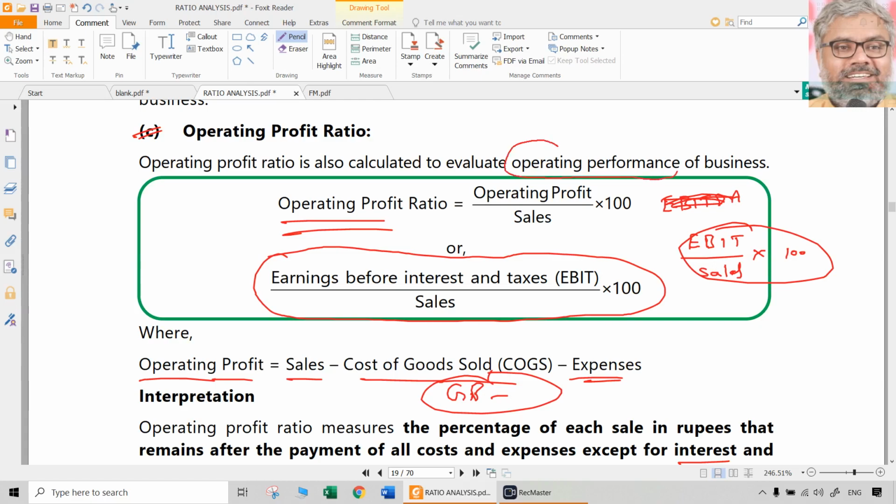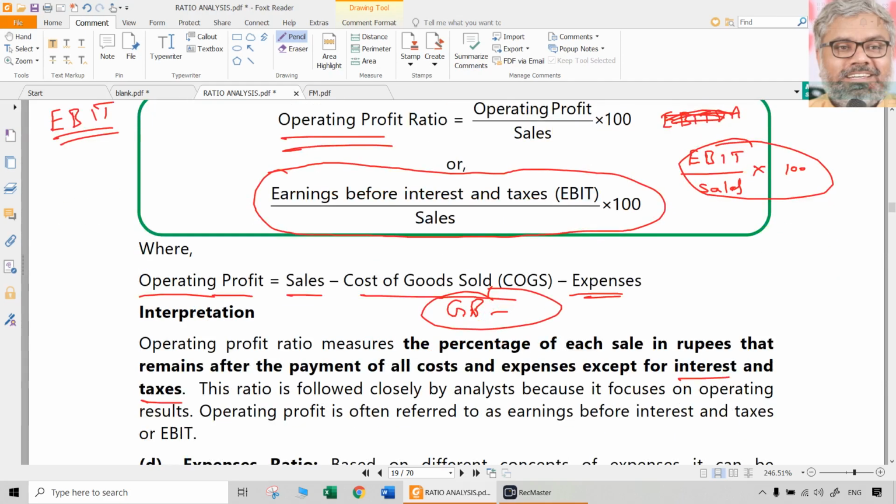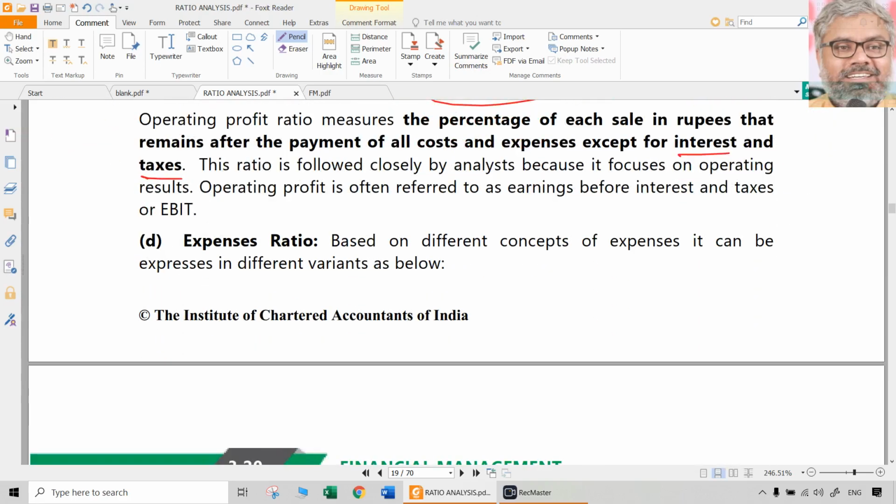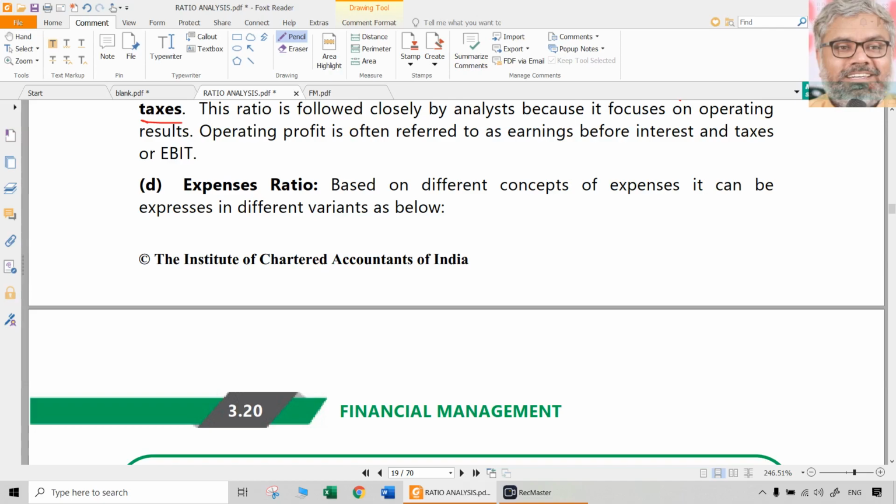The operating performance of the business is more evaluated by EBITDA in real life. But if that is asked, it is okay. But generally at the CA intermediate level, EBITDA is not that much focused. So normally operating profit, what we talk about here, is earnings before interest and taxes. That's all. So operating profit divided by sales multiplied by 100 will give us operating profit ratio.